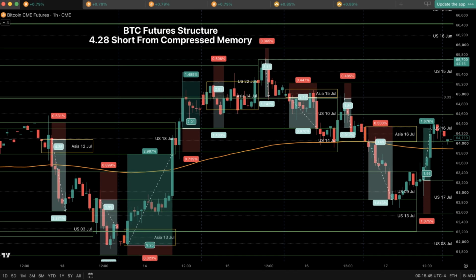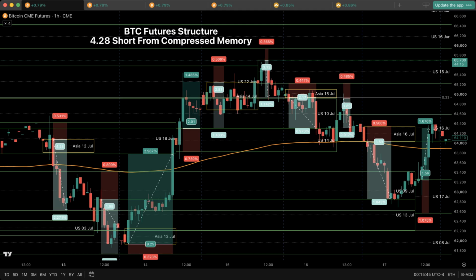Price drops from compressed memory, but it cannot move free at first. The session forms inside the old US box. Before any 1-hour trade, the higher time frame comes first. Do not enter the chart blind. Look at the monthly chart. Look at the weekly chart. Look at the daily chart, especially the weekly chart. The weekly chart must stay in your head before the first entry line appears.